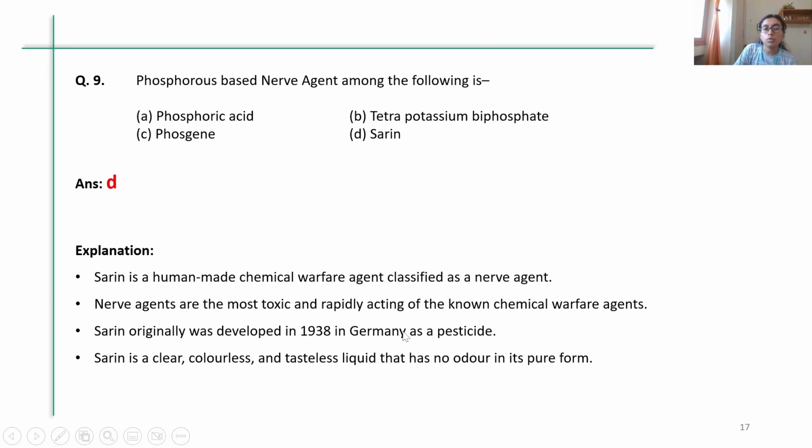These nerve agents are the most toxic and rapidly acting. In 1938, Germany made this sarin as a pesticide. Pesticide means to control pests, but now we are using it as chemical warfare against humans also. Initially it was developed to disrupt the nerve function of pests by Germany, but now we are using it as a chemical weapon.